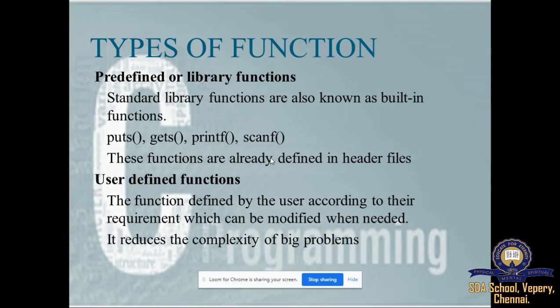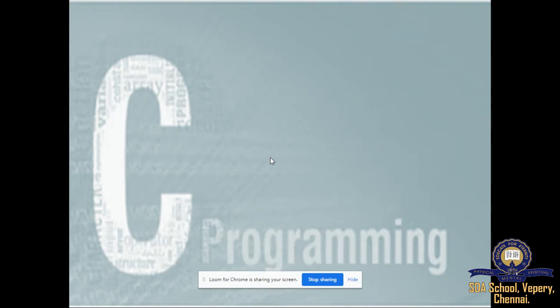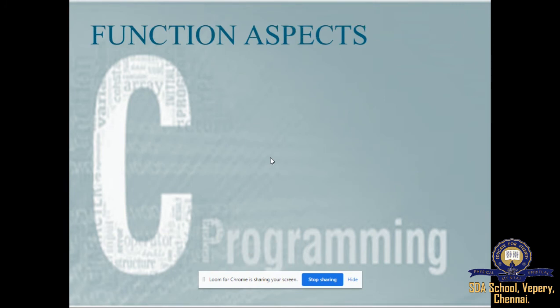So it reduces the complexity of big problems. You are going to reduce the big program into a smaller one. Then it is defined by the user at the time of writing the program. So whenever you write the program, it is being defined by the user. Okay. So these are the user defined functions. So what are the different function aspects you have? So basically what you have to do for a function. One, you have to declare a function. And second, you have to define the function. And third, you have to call the function.